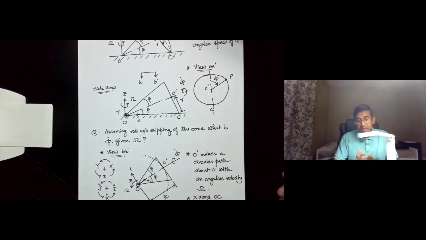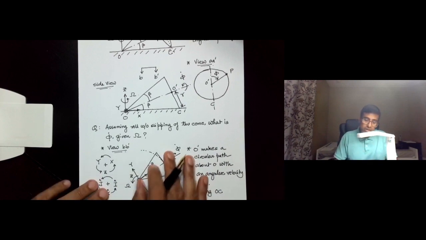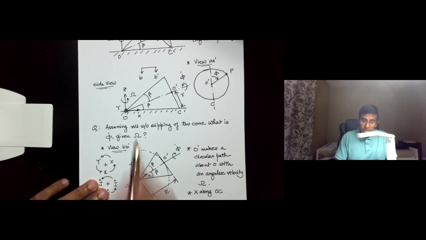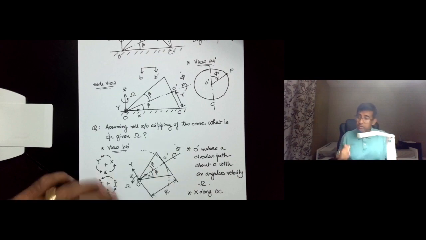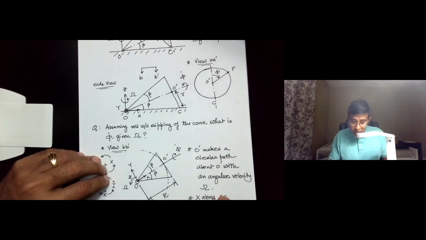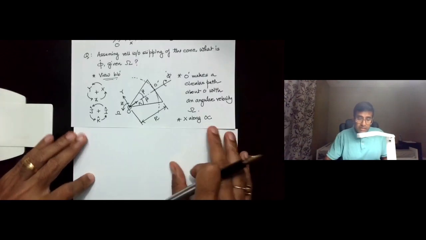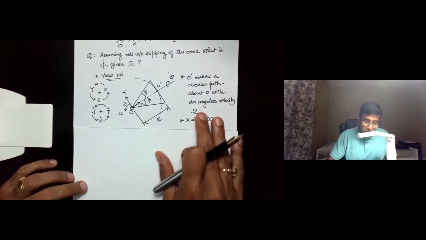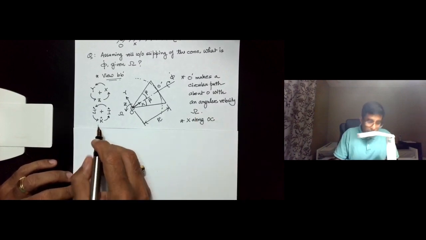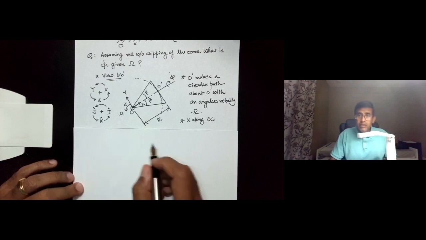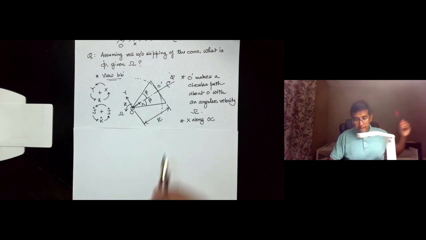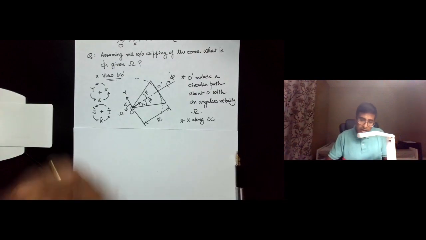And once we have that, our hope is that we will get the angular velocity. We will get a relation that will relate phi dot to omega. So that's the process that we are going to follow. Now let us first come up with an expression for V O prime. So let me just indicate V O prime over here.